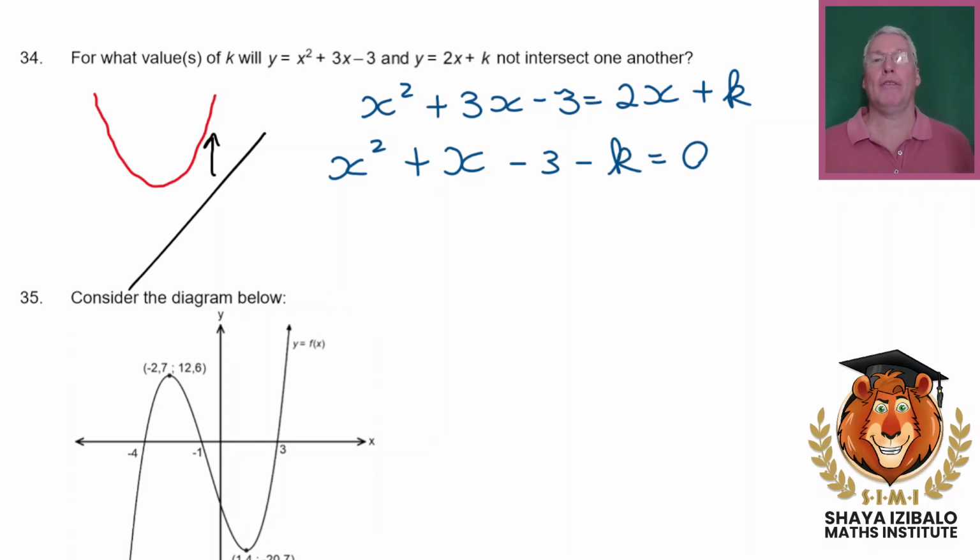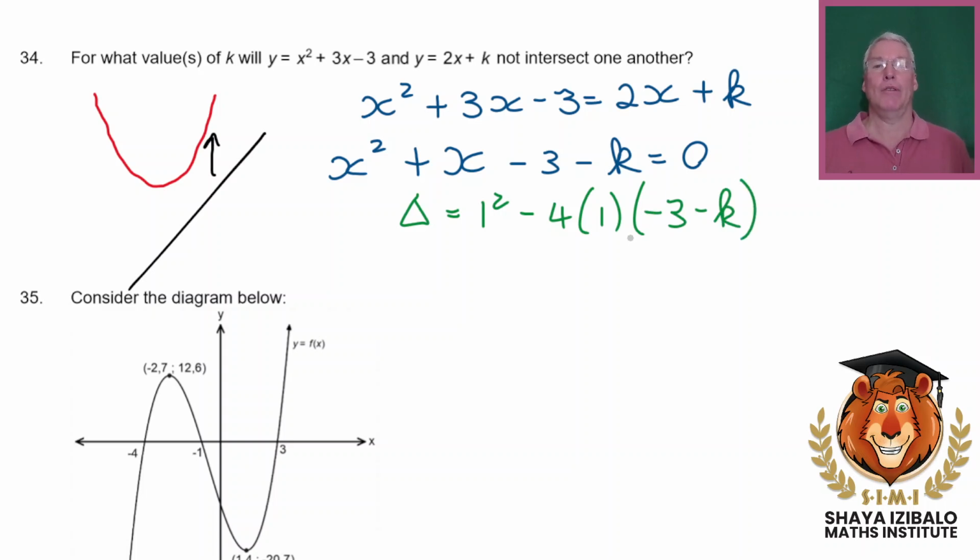Now remember, a quadratic equation has no solutions when the discriminant, delta, is less than 0. Okay? So delta is going to be 1 squared minus 4 lots of 1 lots of minus 3 minus k. Minus 3 minus k is our c value. And we want that to be negative. Now the only variable left in here is k, and we should be able to solve for it. What we get here is 1, then minus 4 times minus 3, that's plus 12, and minus 4 times minus k, that's plus 4k.